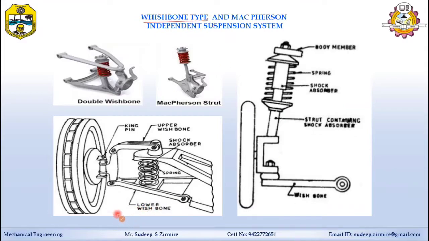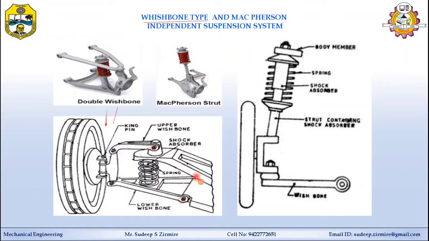You can see in this figure, it shows the wishbone type suspension system. Coil spring is attached underneath of the body and lower wishbone. This is called the lower wishbone or lower A arm because it's shaped like the A. This is called the upper arm or upper wishbone. So it consists of upper and lower wishbone and they are pivoted to the frame members. These are pivoted here to the frame member, you can see here and here, both the ends of the arm.